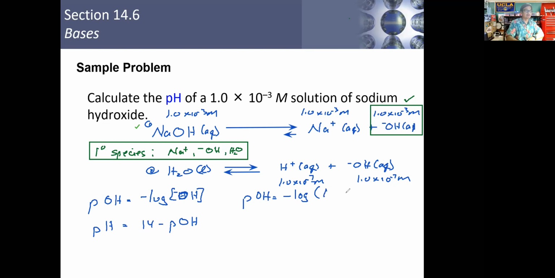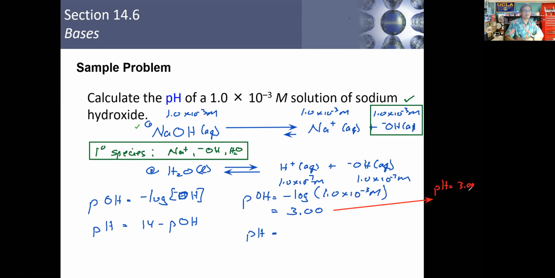We have 1 times 10 to the minus 3 molar, which gives us a pOH of 3.00. That's our pOH. The problem is asking for pH, so with the pOH, don't stop here. What I was trying to point out in class today is a common mistake that new students make: they stop here, see 3, and write down the answer as a pH of 3.